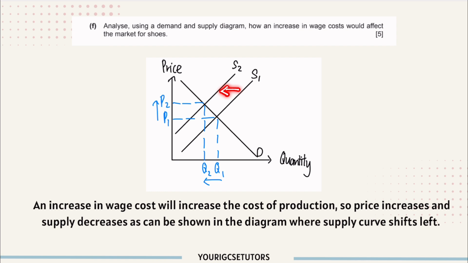Alright, so actually by drawing this diagram, you already earned 4 marks, but you still have to write an explanation. So here, an increase in wage cost will increase the cost of production, so price increases and supply decreases, as can be shown in the diagram where the supply curve shifts left.